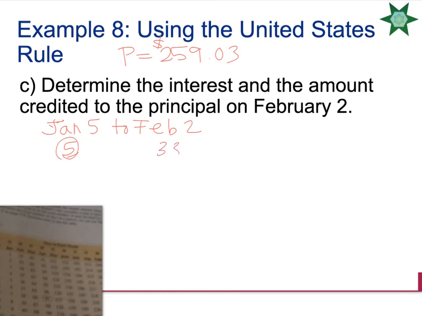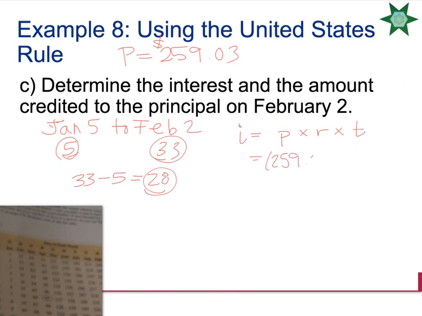So how many days have passed since she made payments? You'd have to take the 33 minus the 5. 28 additional days have passed since she's made a payment. So now we need to figure out the interest using I equals PRT. Your principal is no longer 400. Your principal is now 259.03. The interest rate didn't change.